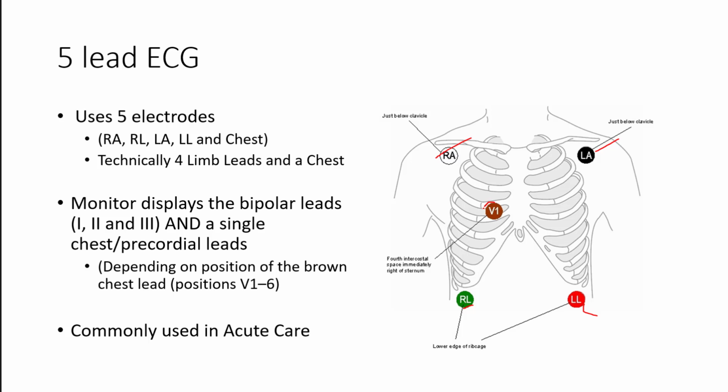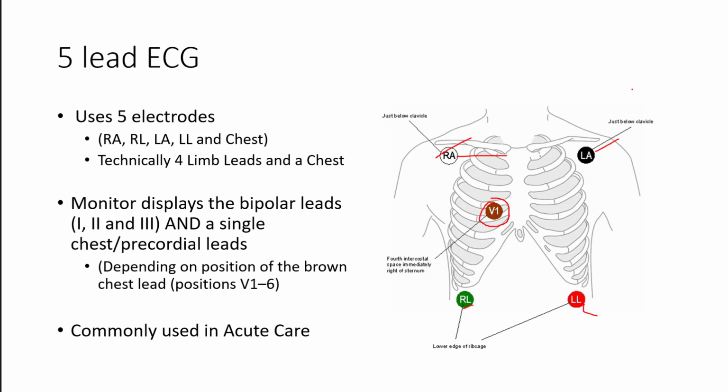All right, so here we've got V1, right? So again, 4th intercostal space, right parasternal border. It's going to give us that septal view of the heart. So this will commonly be used in acute care because with a 5-lead ECG setup we can simultaneously get our 3 limb leads, 1, 2, and 3, and then a single unipolar lead. This is great for acute care because we can get a higher resolution of the heart because we're looking at multiple images basically at the same time. And again, it only gives us technically 4 views and uses 5 electrodes, but we call it 5 leads. You'll see that often referred to in practice, but technically it's only 4 leads and 5 electrodes.